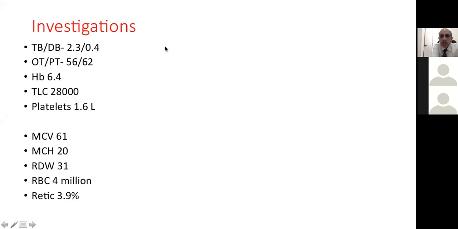Somebody has mentioned thalassemia, you are right, but you will not get marks if you just say thalassemia. You have to mention thalassemia intermedia or NTDT, non-transfusion dependent thalassemia. So this is a thalassemia intermedia, not a trait. If you have a trait, your hemoglobin is somewhere around 10. This is a thalassemia intermedia. That is why this child has not received blood transfusion.